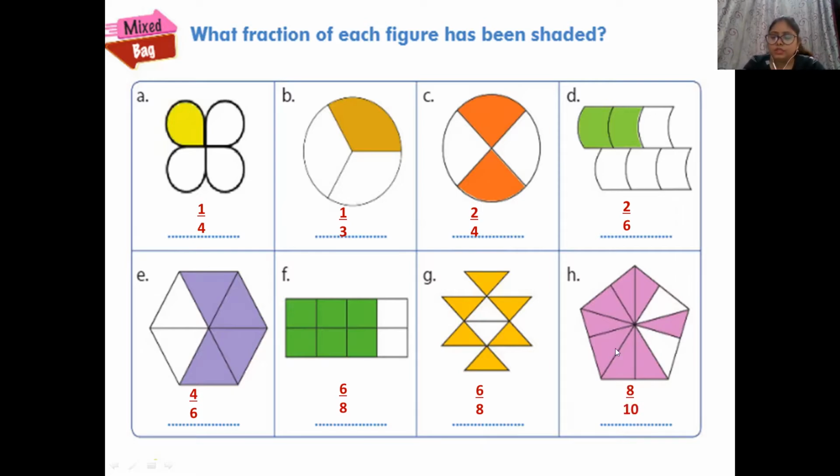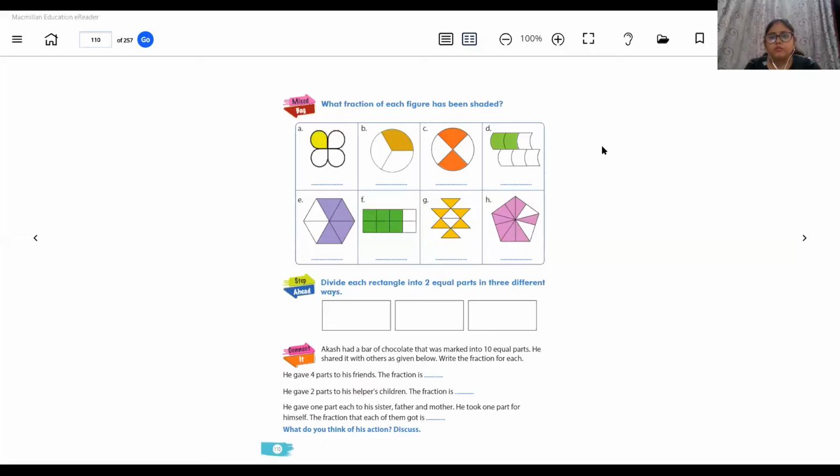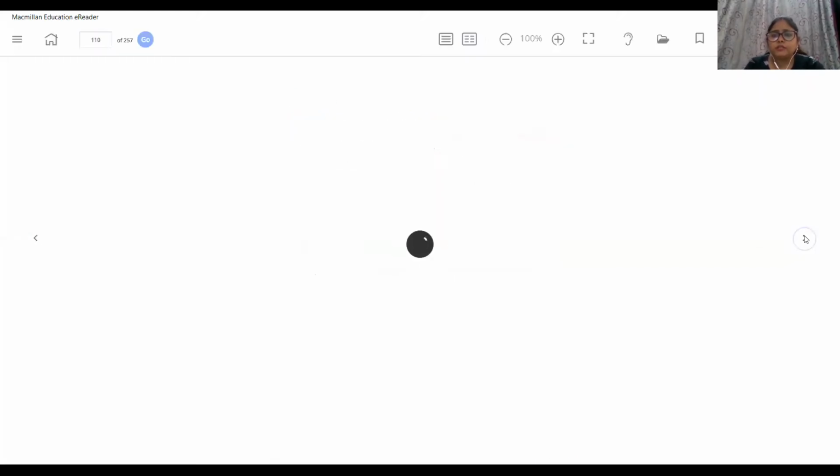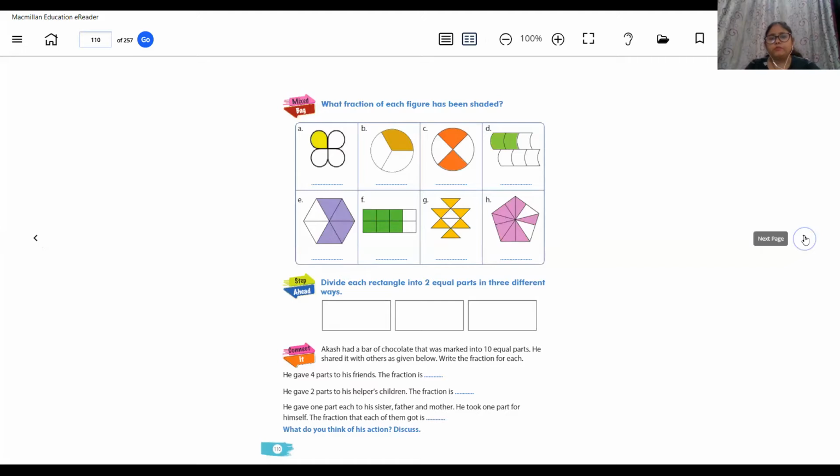Okay, children. So this is the exercise 2D. There are 2 slides. You have to complete question number 1 as well as question number 2 on pages 109 and 110. Okay, children. So today we completed exercise 2D, first question, and after that we also completed this exercise.